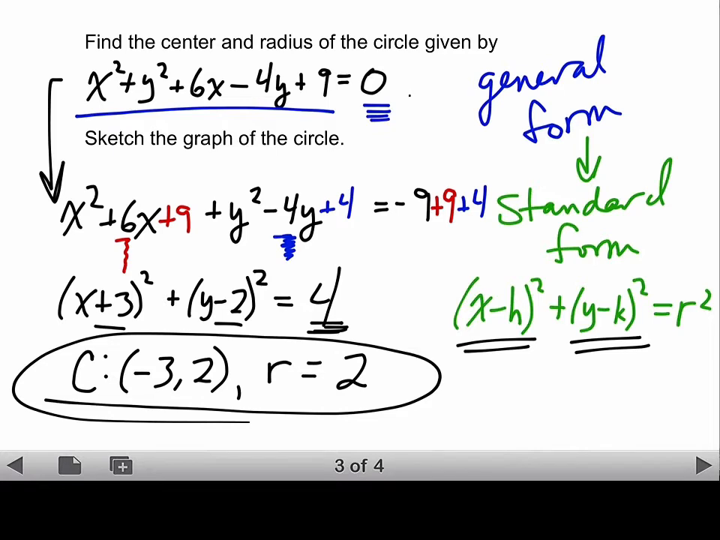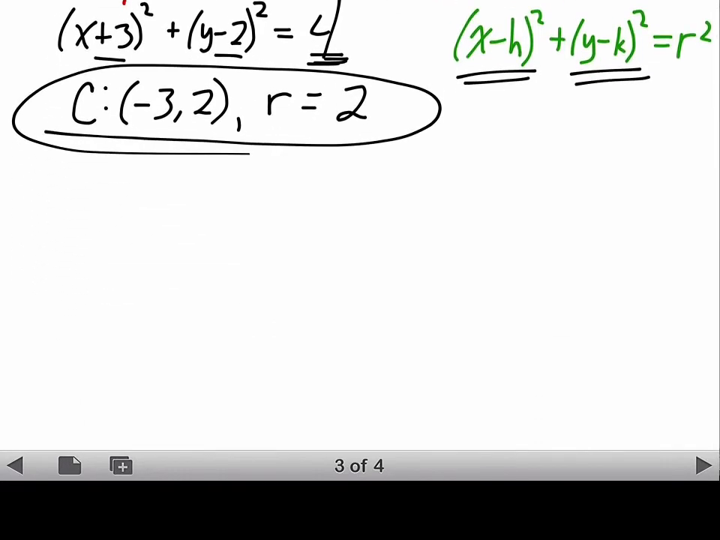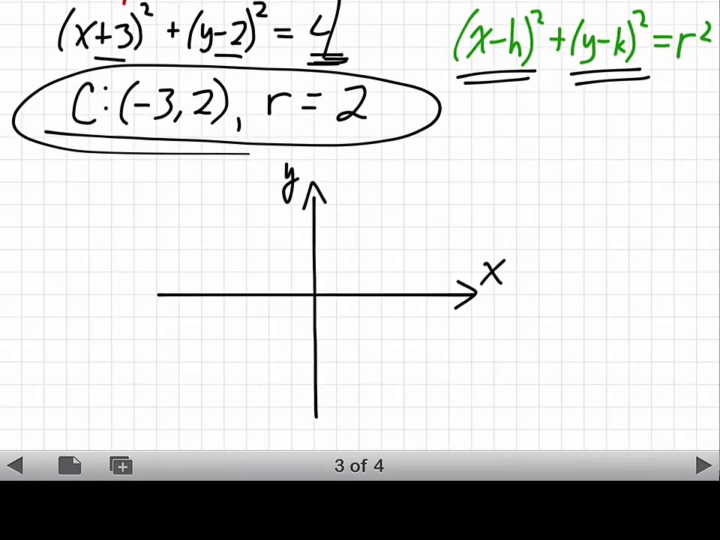I suppose for good form I should show you my attempt at drawing this circle. So let me get some axes, and I'll label the coordinates negative 3 and 2. And there's my center, (-3, 2). With a radius of 2, that means we're going to go down 2, to the right 2, up 2, and to the left 2 from the center there. And then do my best to draw a circle.